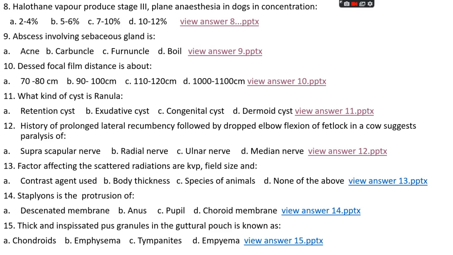Okay. Question number 13. Factors affecting the scattered radiation are kVp, field size, and: option A, contrast agent used; option B, body thickness; option C, species of animal; or option D, none of the above. The right answer is option B, that is body thickness.